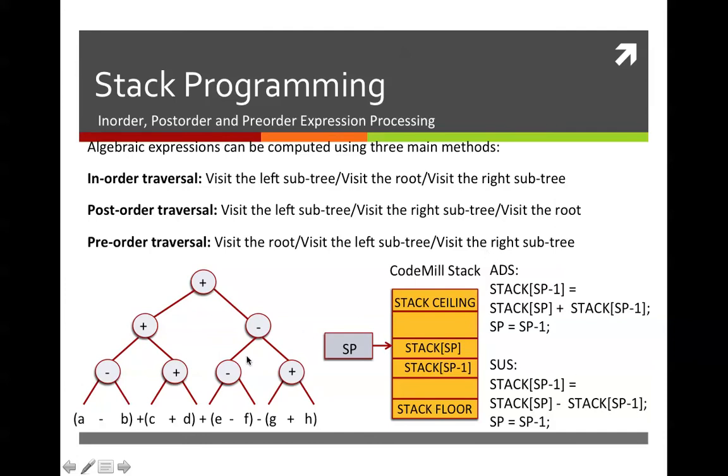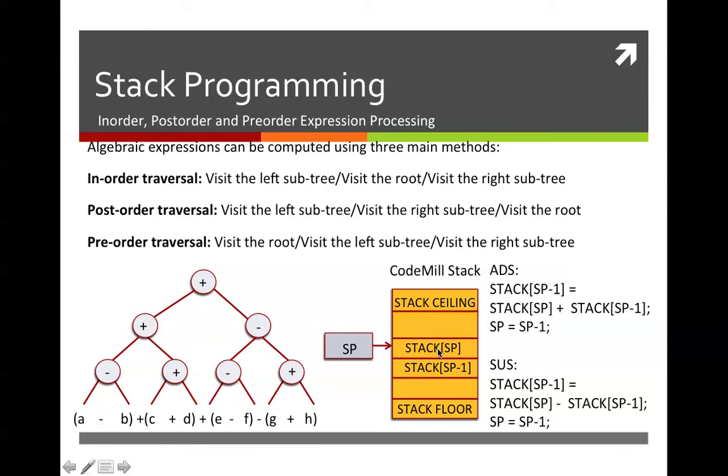Now, what we're going to do with this algebraic expression, we're going to write a computer or a code move program to execute it. And for that, we're going to have the following convention. The code move stack has a floor down here, and then up here it has a ceiling. In between, we have something called a stack pointer that keeps track of the top of the stack, and that is the top of the stack.